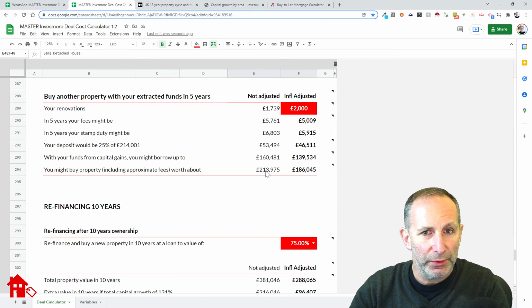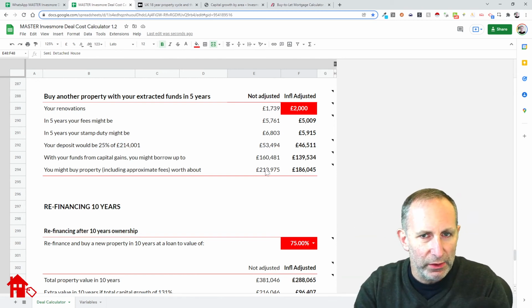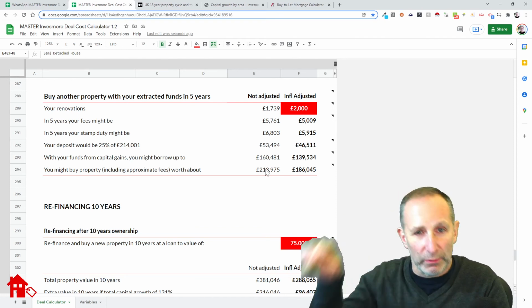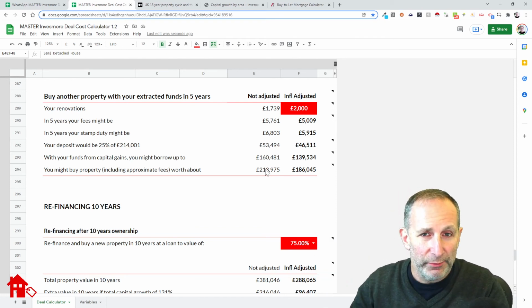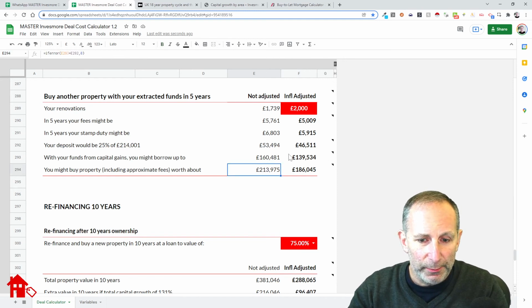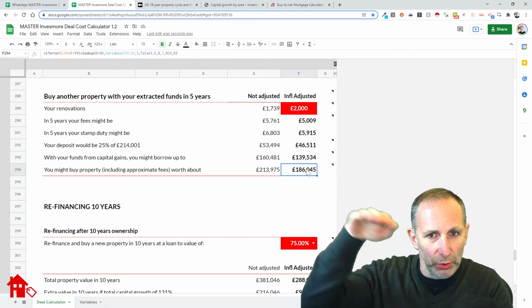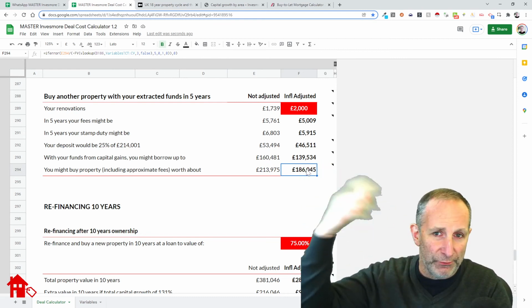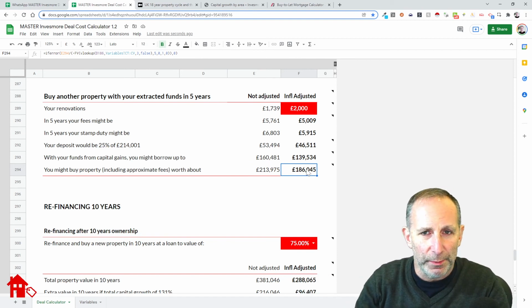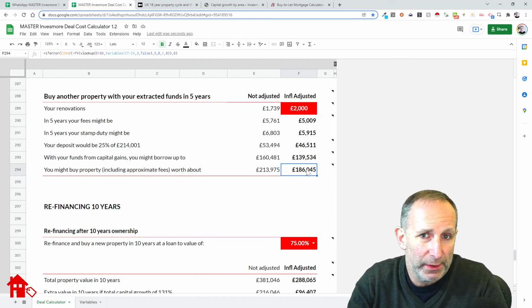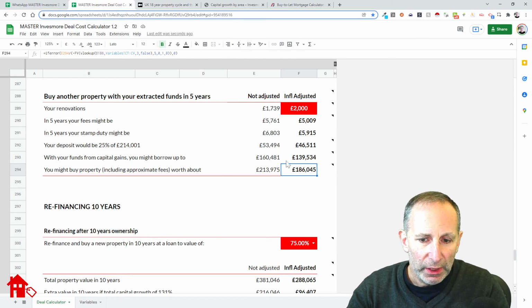So assuming capital growth carries on the same as it has done, 5 years hence, and you bought in M40, then you could buy a property worth, in today's money, £186,000. Now, obviously, if all properties in that area keep going up, you won't be able to buy another 3-bed semi with it, but you could buy a 2-bed terraced house or something like that in 5 years' time. So that's the power of capital growth.